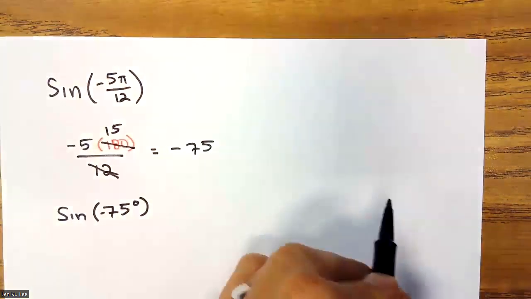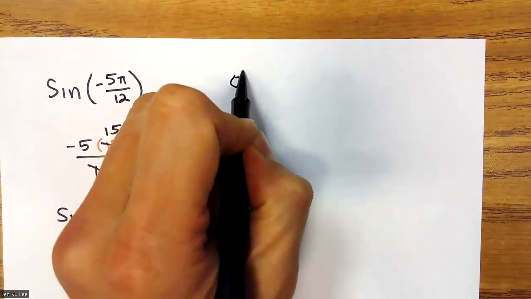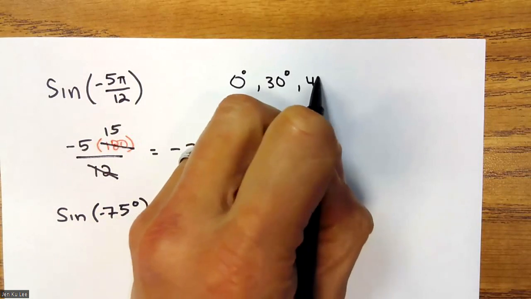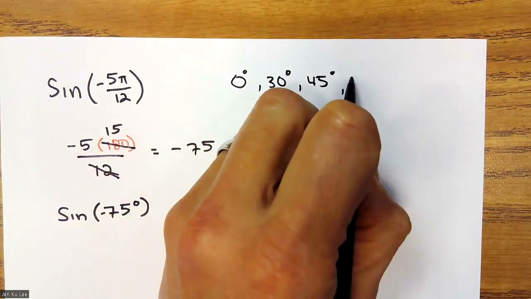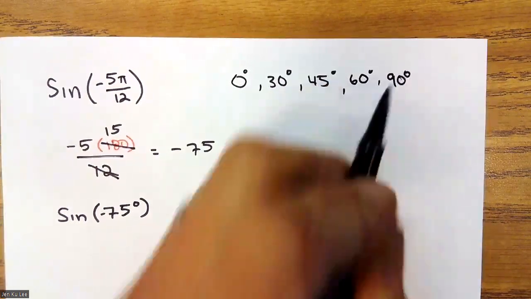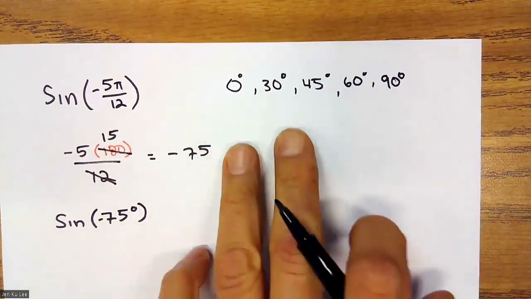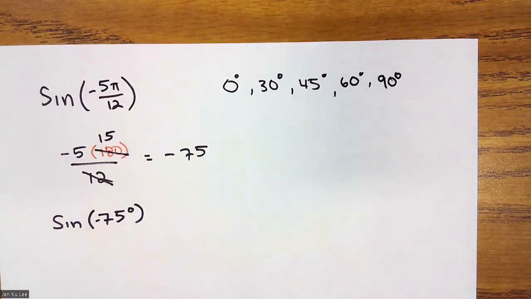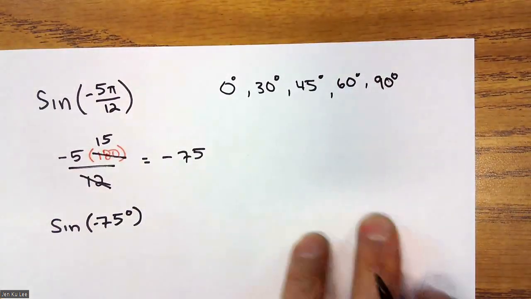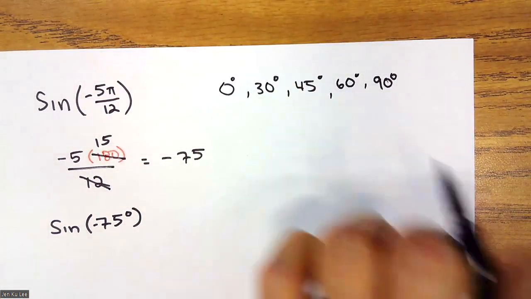What we know in our first quadrant is 0 degrees, 30 degrees, 45 degrees, 60 degrees, and 90 degrees. That's all we know in the first quadrant, and then every multiple of that in the different quadrants. Quadrant 2, quadrant 3, quadrant 4 would just expand on these values.